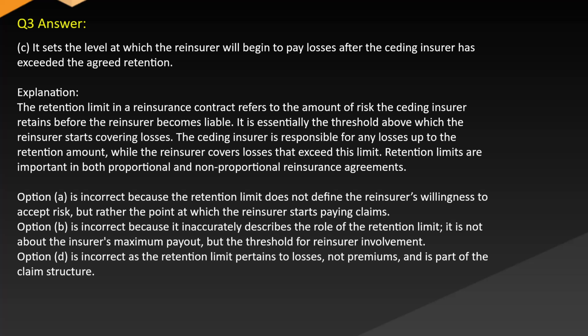Retention limits are important in both proportional and non-proportional reinsurance agreements. Option A is incorrect because the retention limit does not define the reinsurer's willingness to accept risk, but rather the point at which the reinsurer starts paying claims. Option B is incorrect because it inaccurately describes the role of the retention limit. It is not about the insurer's maximum payout, but the threshold for reinsurer involvement. Option D is incorrect as the retention limit pertains to losses, not premiums, and is part of the claim structure.